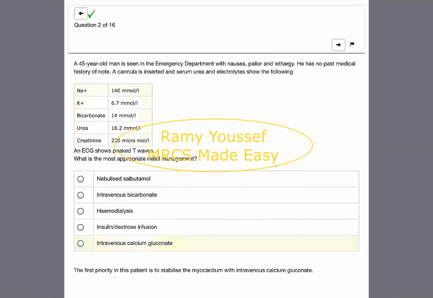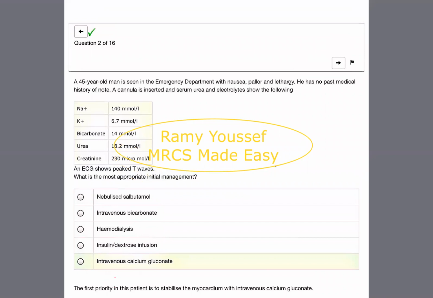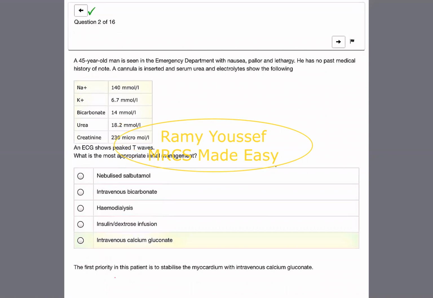Okay, this patient, I think his potassium will go to more than six. Some patients go for hemodialysis, but here it is asking about the most appropriate initial management. The patient has ECG changes, so the patient can go into arrhythmia, so you have to go for intravenous calcium gluconate to support and protect the heart before you go to the definite management.